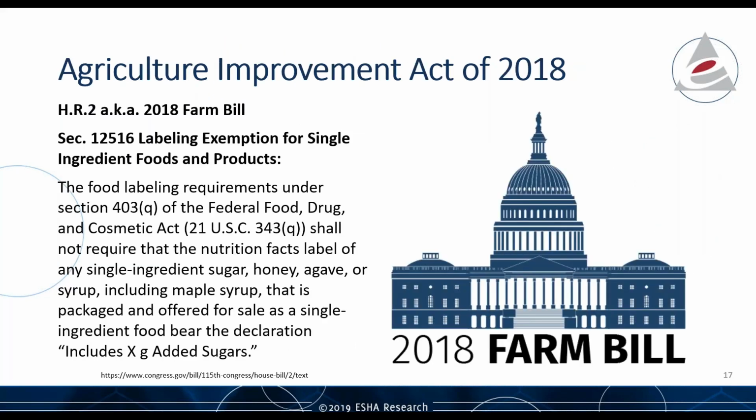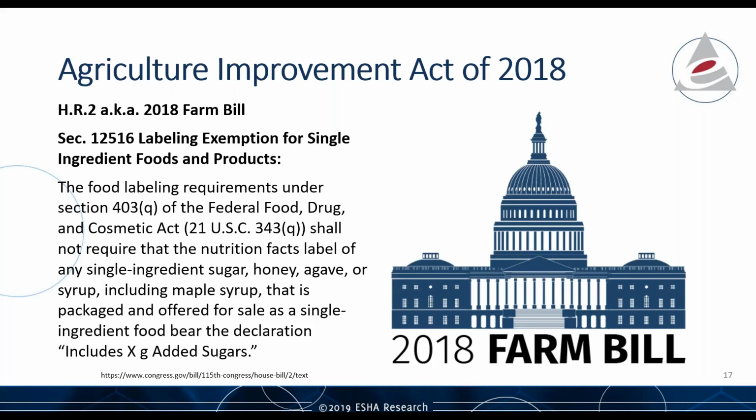And that brings us to December 2018 and the signing of the House Resolution 2, also known as the Farm Bill or the Agriculture Improvement Act of 2018. That includes the following statement in Section 125.16. Labeling exemption for single ingredient foods and products.